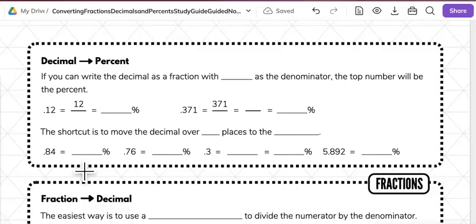Okay, on to the back part. If you can write a decimal as a fraction with 100 as the denominator, then the top number will be the percent. So 0.12 is 12 over 100, or 12%. If 0.371 is over 1,000, because it's 3 numbers, then it's 37.1 over 100, or 37.1%. The shortcut is to move the decimal over 2 places to the right.